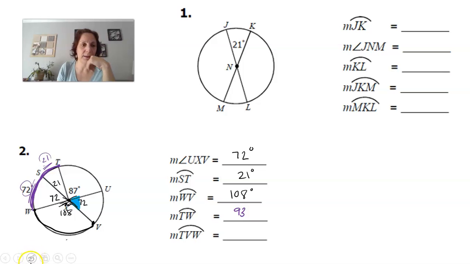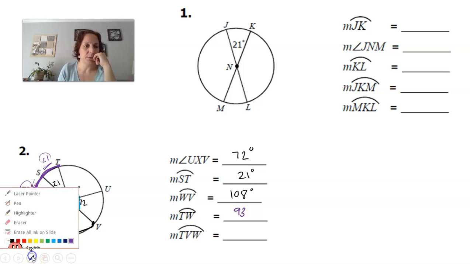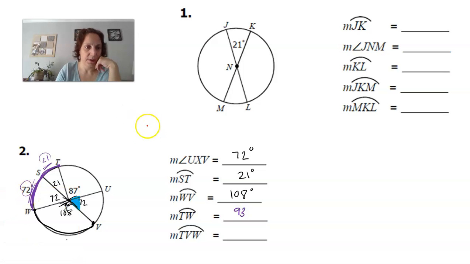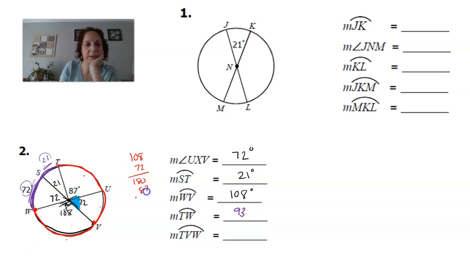And then last but not least, we want TVW. So T to V, continuing on to W, TVW. It's a big arc. So look, again, we could add 87, 72, and 108. That will do it, right? 108, 72 is 180, plus another 87.